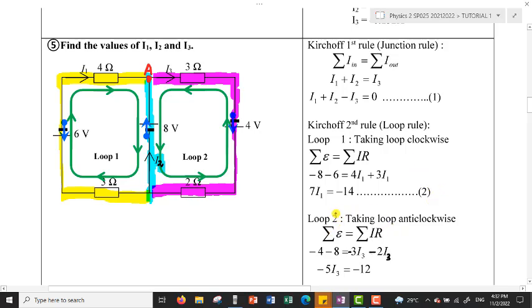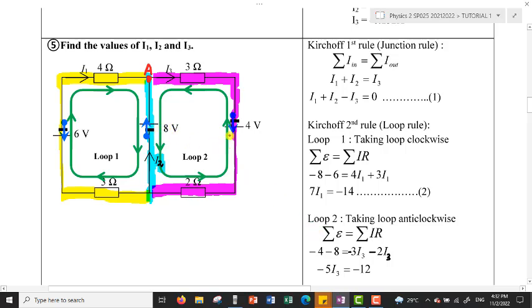Okay, then we consider loop 2. So class, we consider loop 2. Then for loop 2, we are going to travel anti-clockwise. Actually, it doesn't matter whether you travel the circuit loop clockwise or anti-clockwise. So for loop 2, we travel in the anti-clockwise direction. So we consider the EMF first.